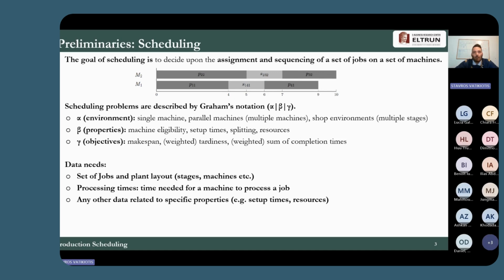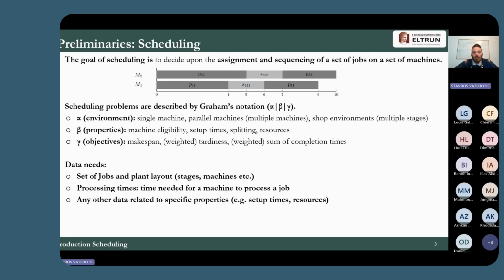In terms of scheduling, the goal of scheduling is to decide upon the assignment of jobs to machines, and then having this assignment, the jobs need to be sequenced. Commonly, scheduling problems are described by the environment. We may have a single machine or parallel machines, or even shop environments which have multiple stages, one after the other. In terms of the properties, we may see machine eligibility, setup time, splitting or resources. In terms of the objective, the most common objective and the one related to today's presentation is makespan, which refers to the completion time of the whole schedule.